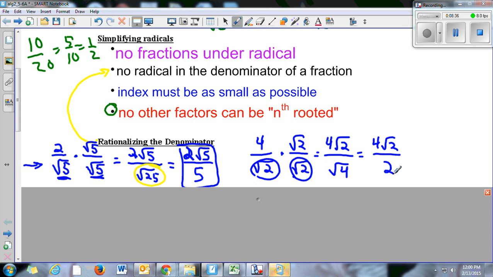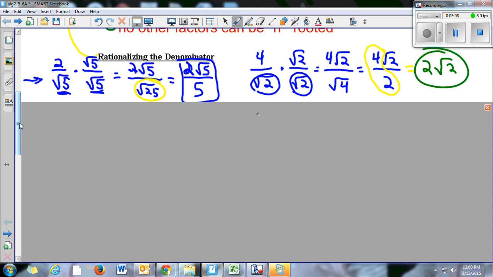Now the nice thing here is this is a special problem, because if you look right here, you've got a 4 on the outside, you've got a 2 in your denominator. We can take 4 and divide it by 2, and 4 divided by 2 is just 2. I haven't done anything with my square root of 2, so that in fact is my answer. All right. So that's where we're at in terms of rationalizing the denominator.